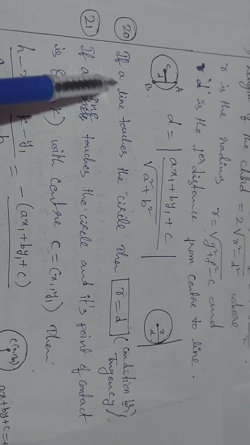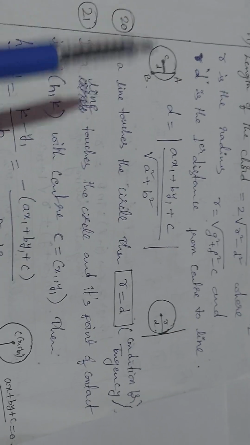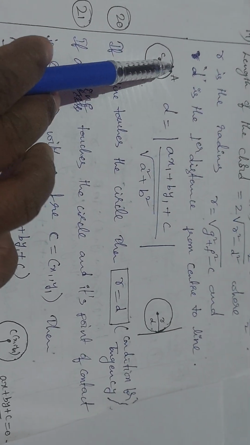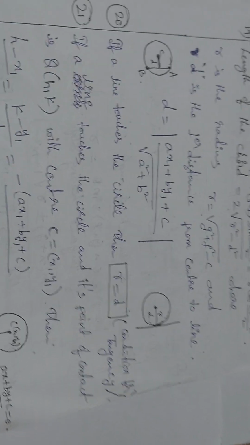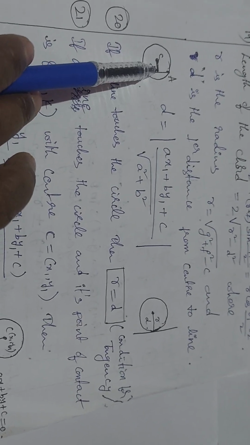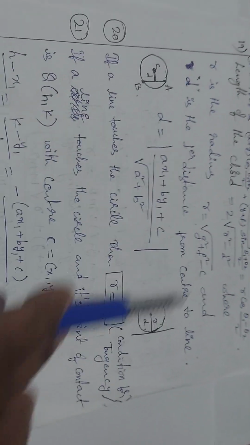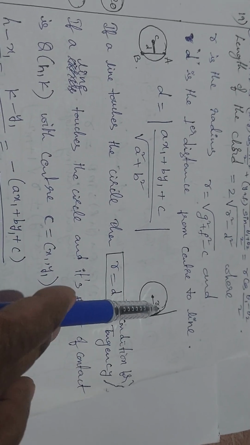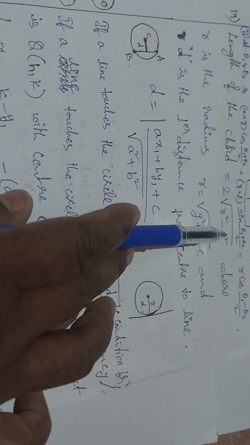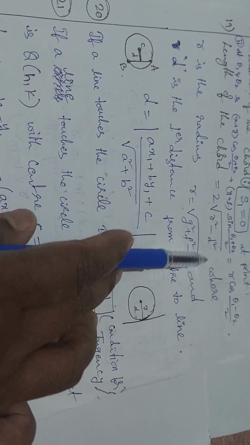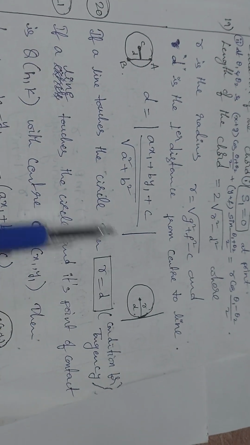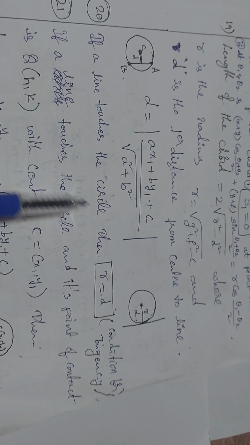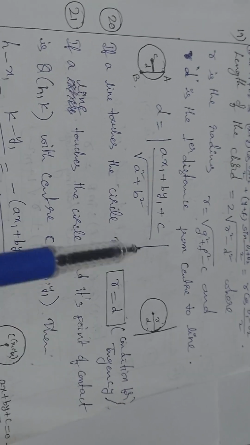Next, if a line touches the circle, it is intersecting, that's why it is a chord. If this line just touches, what is the condition? r is equal to d, because the length of the chord here is 0. So what is the formula? r is equal to d. What is the condition for touching the circle? r is equal to d.